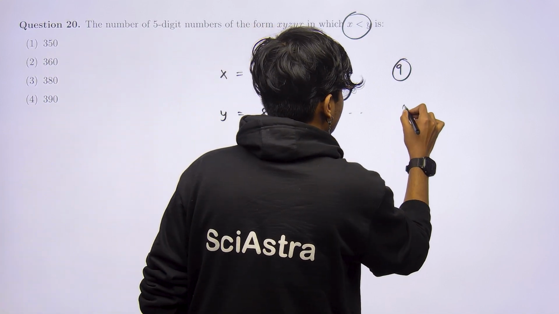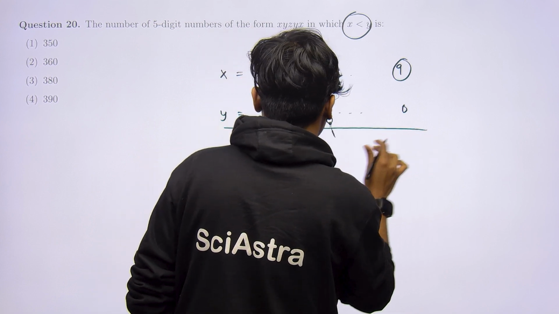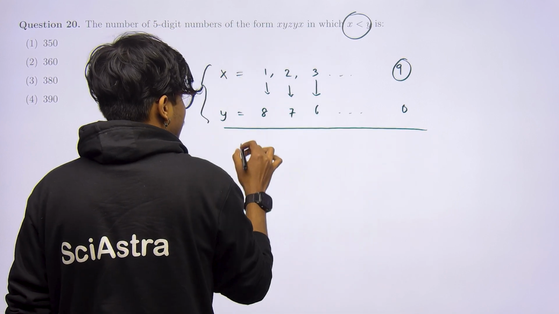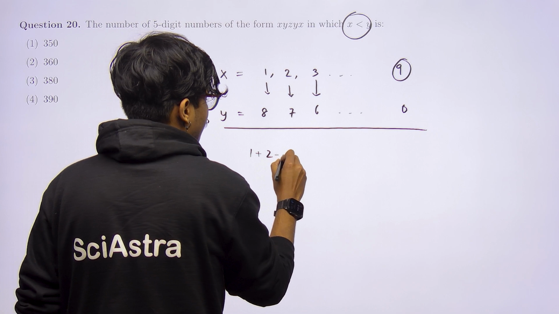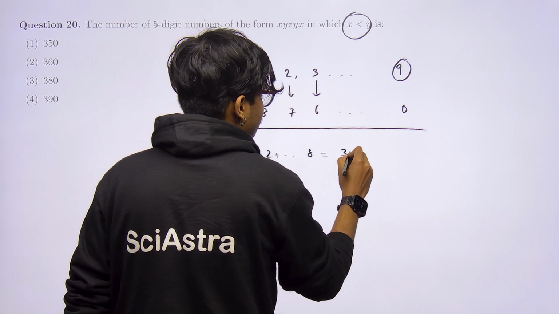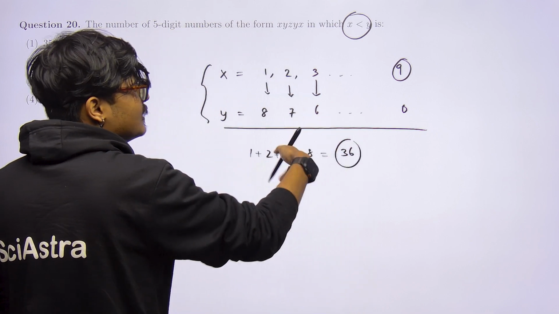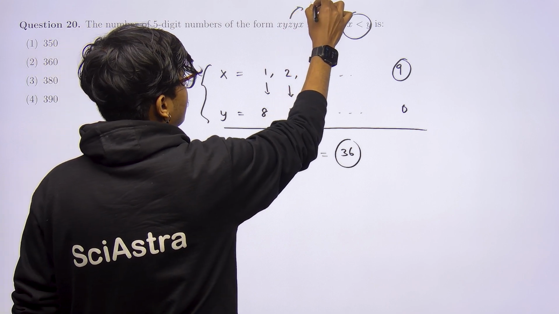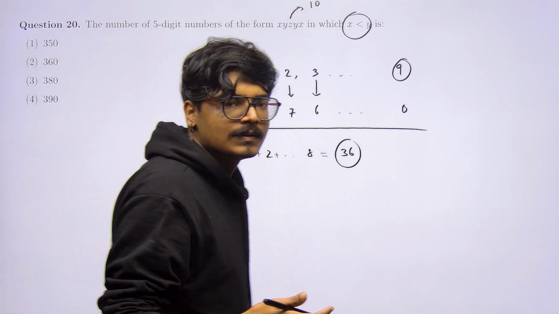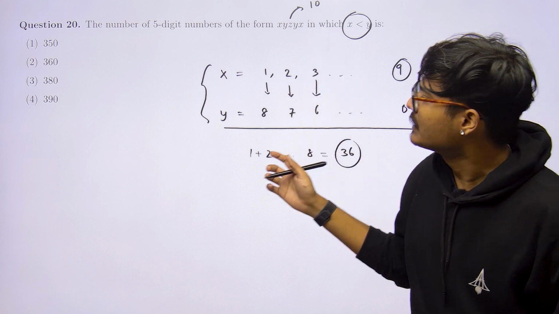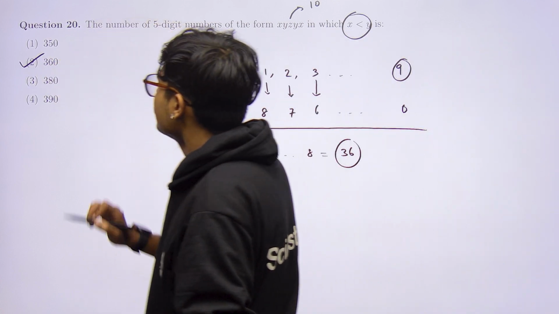So this becomes 0. So the number of choices in which you can fix x and y is basically 1 plus 2 all the way till 8, which is 36. Now for each of these choices, z is pretty independent and z has 10 choices. So the total number of numbers which you can form is 36 times 10, which is 360. Hence the right option is 2.